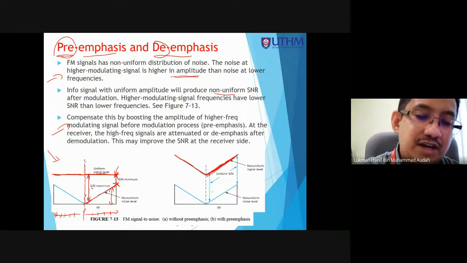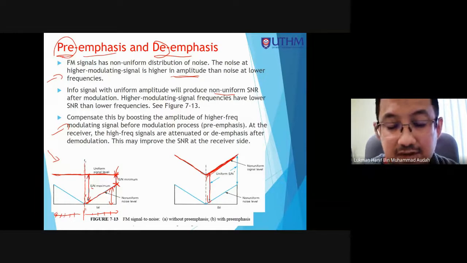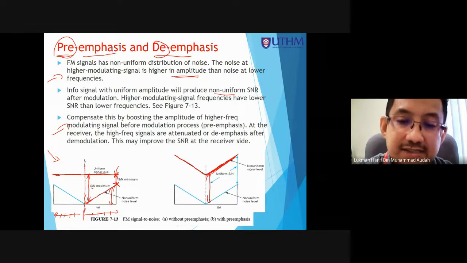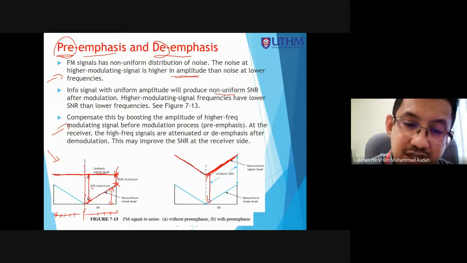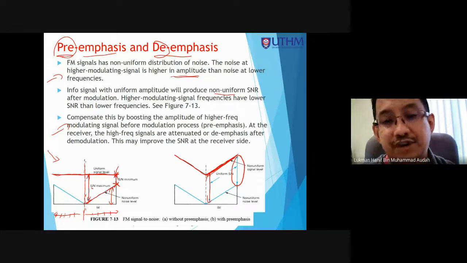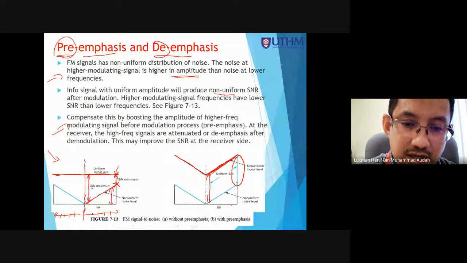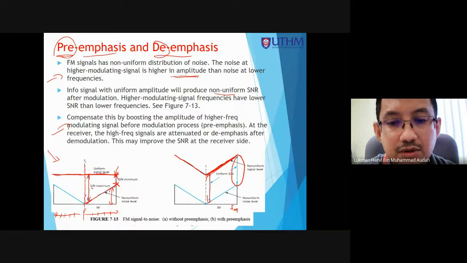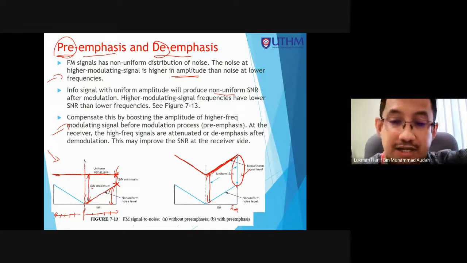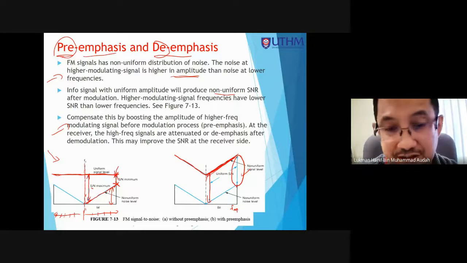So what happen is that we will produce a better SNR. SNR yang dihasilkan itu lebih baik berbanding sebelumnya, especially at higher modulating signal frequency. Ini nilai FM yang besar lah. So kita dapat improve the SNR especially at higher frequency of FM.